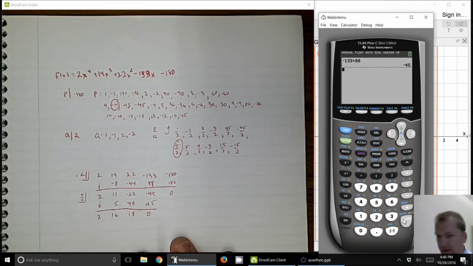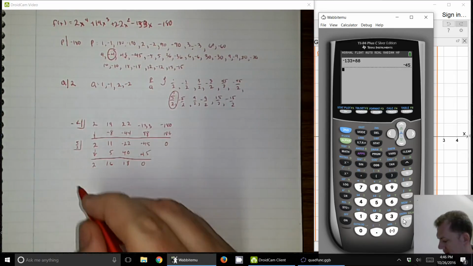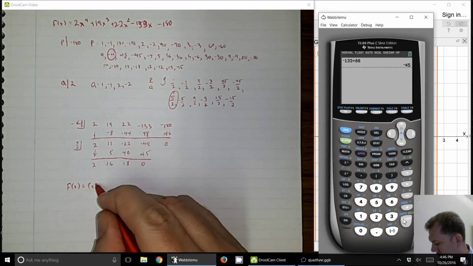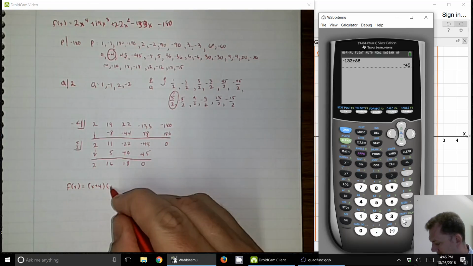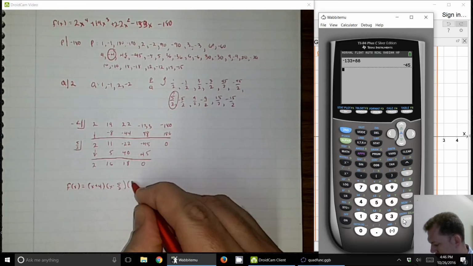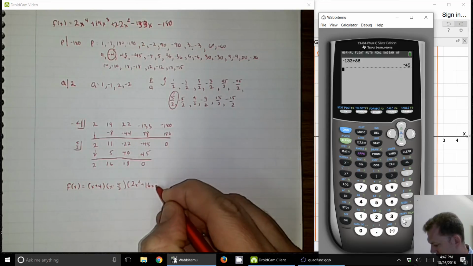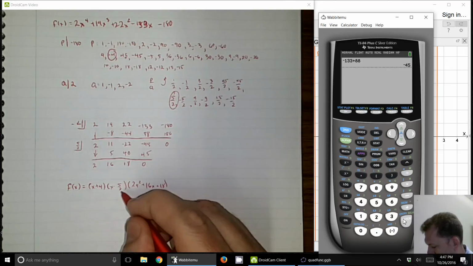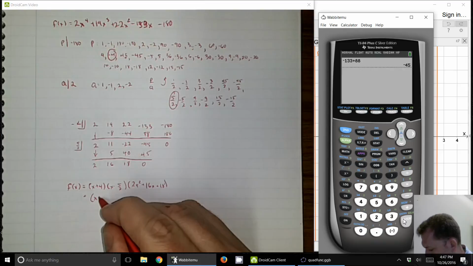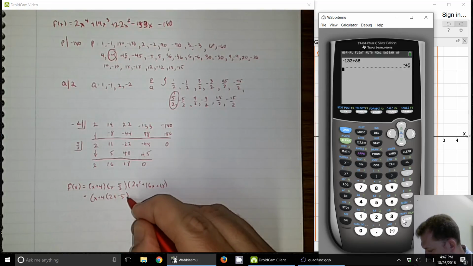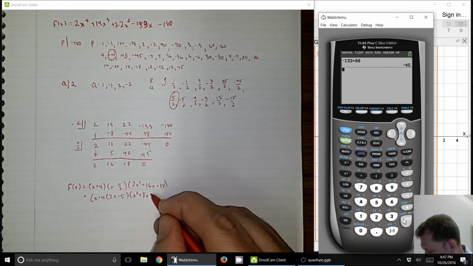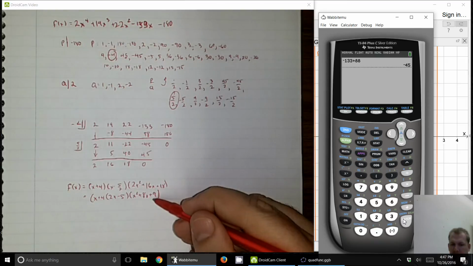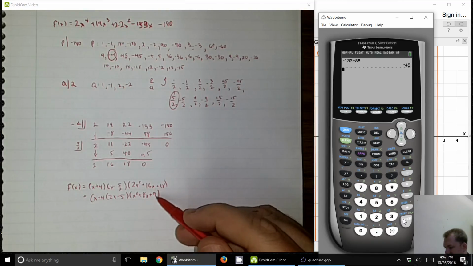So the way we're going to factor f is x plus 4, x minus 5 halves, and then 2x squared plus 16x plus 18. Alright, now I'm going to factor a 2 out of that and send it into that. Okay, so now we factored it. Now let's see if we can deal with this thing.